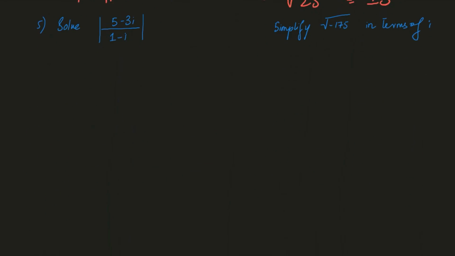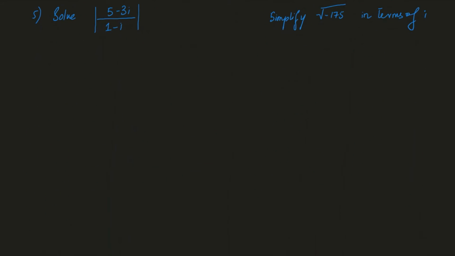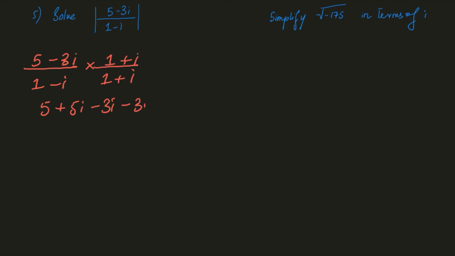Alright, so let's just move on to the last two questions. So again, we have to find out the magnitude, but this time we have i in the denominator, which we're first going to have to remove. So the first step is to remove the i from the denominator using conjugation. So 1 plus i over 1 plus i. So that gives you 5 plus 5i minus 3i minus 3i square. And this gives you 1 minus i square.